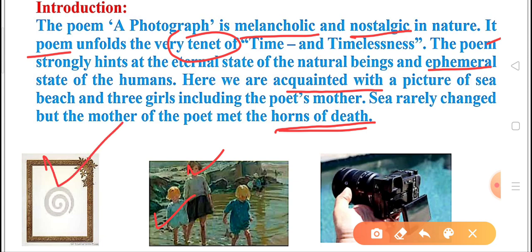So this is a brief introduction of the poem, and when we study, we'll find the poem talks about the photo frame, the cardboard, and she'll talk about the sea beach and her mother along with her 2 cousins. These 2 girls are the cousins of the poet's mother, and her uncle is the one clicking their photograph. We can see over here this camera held by him. All these photos are just representatives.